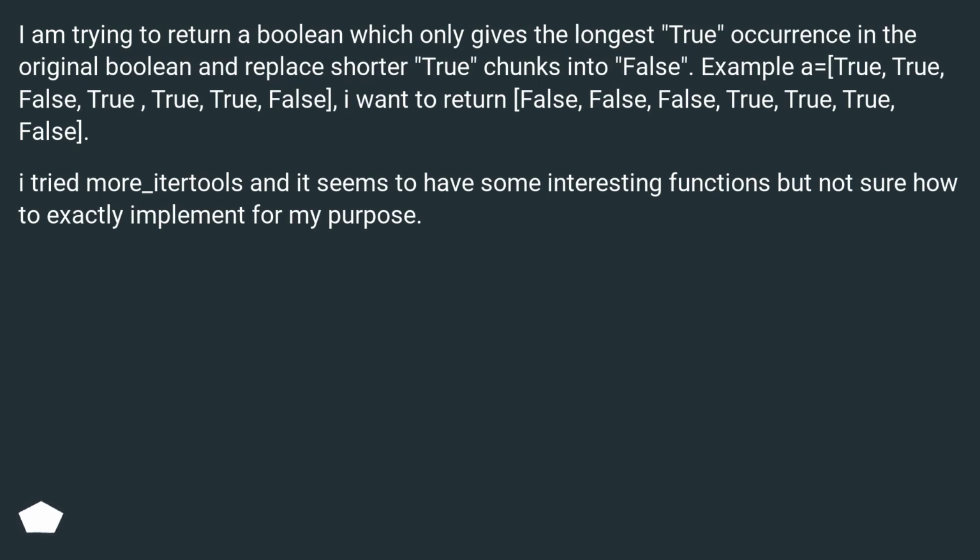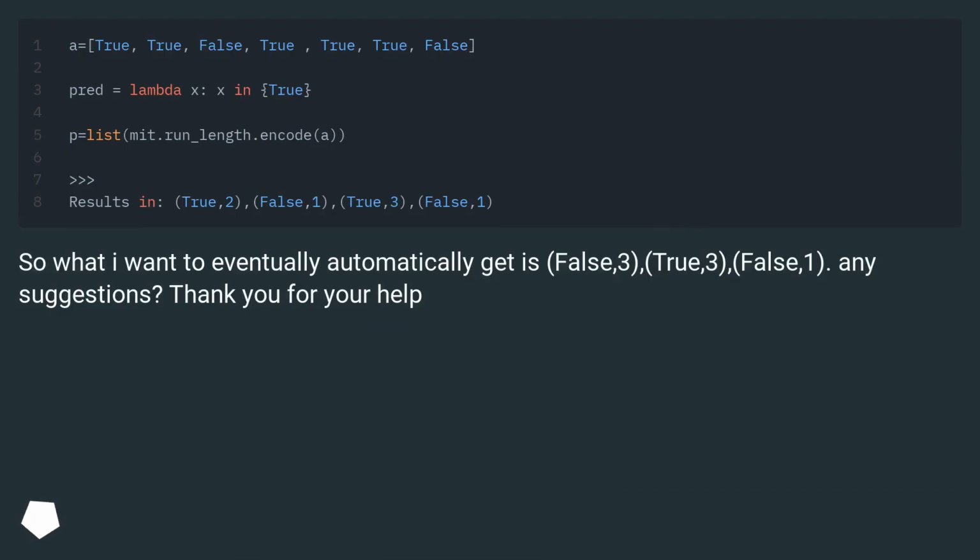Example: A equals True, True, False, True, True, True, False. I want to return False, False, False, True, True, True, False. I tried more_itertools and it seems to have some interesting functions, but I'm not sure how exactly to implement it for my purpose. So what I want to eventually automatically get is False, 3, True, 3, False, 1. Any suggestions? Thank you for your help.